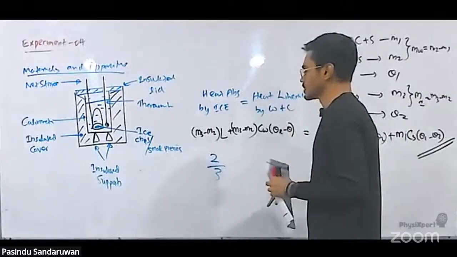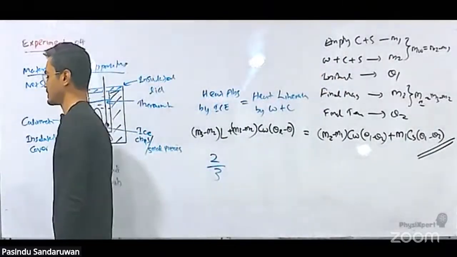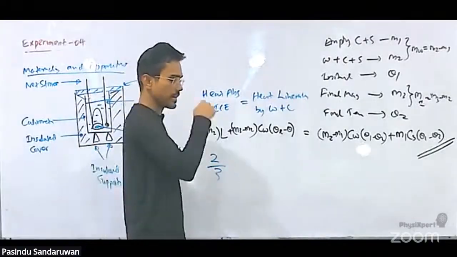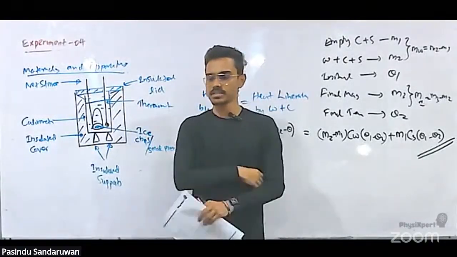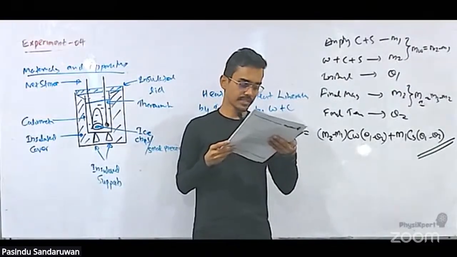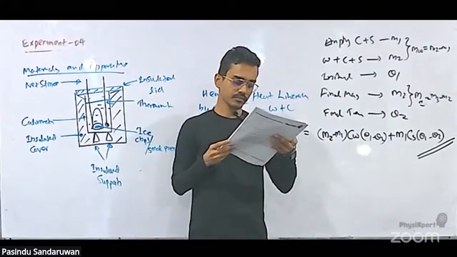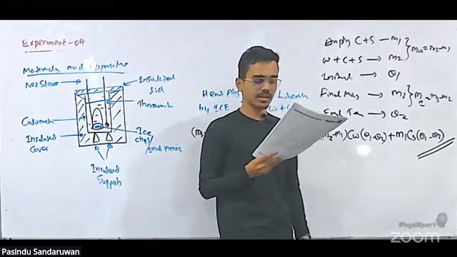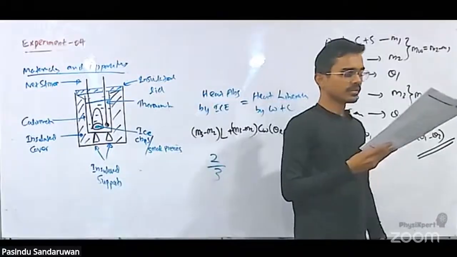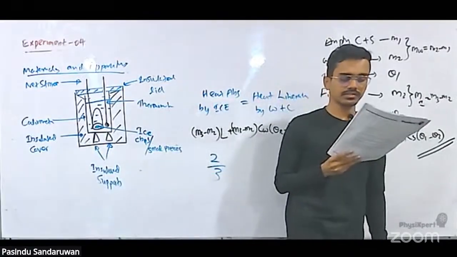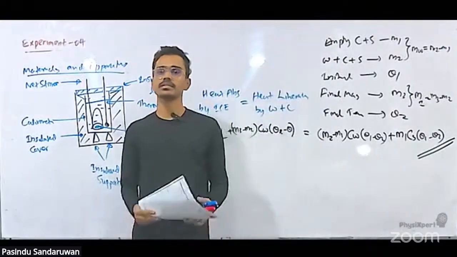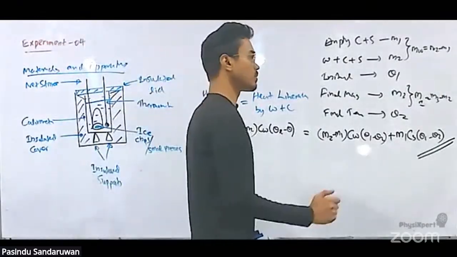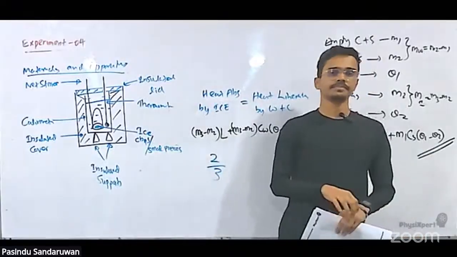Next point, stop adding ice chips when the temperature of the system has fallen significantly, within brackets, about 5 degrees Celsius, right?